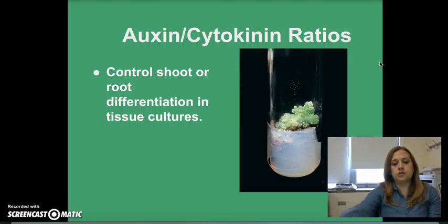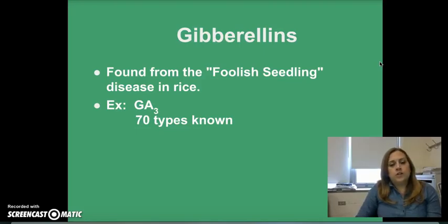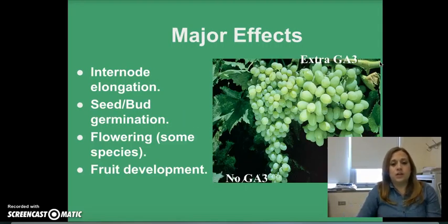differentiation in tissue cultures. Then you've got gibberellins. These were found in the foolish seedling disease in rice. We have like 70 different types of these that are known. This helps with internode elongation, seed and bud germination, flowering in some species, and also fruit development.